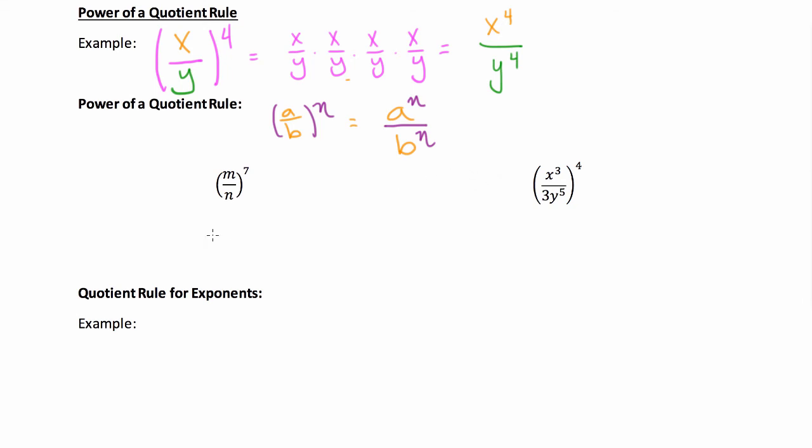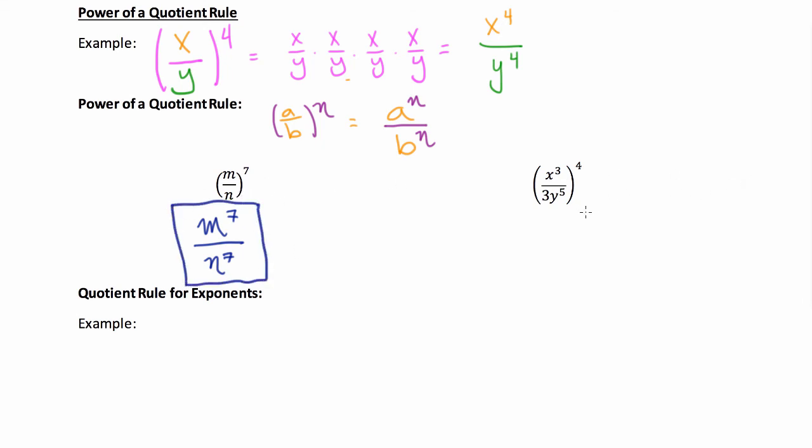So let's look at a couple examples. This one's pretty straightforward. This is just the rule in practice. This is m over n to the seventh. That means I'm going to have m to the seventh over n to the seventh. So nothing too crazy in that one.